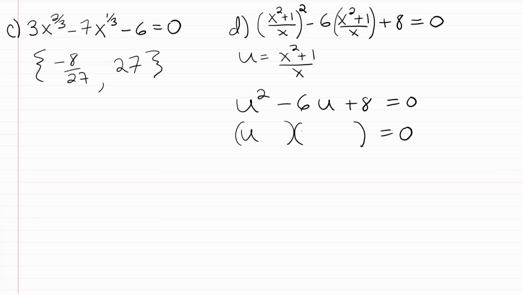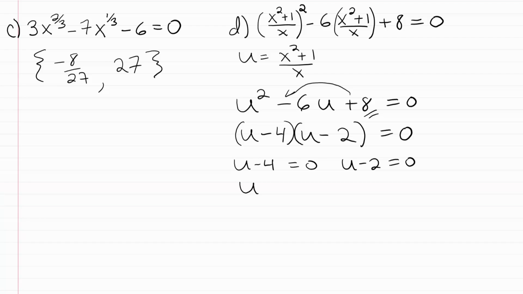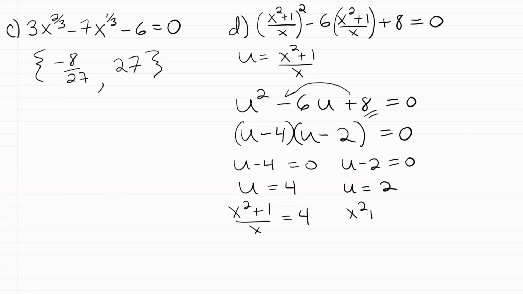So we'll have u, and then a plus sign would indicate two negative signs, and then 8 would be factored as 4 and 2. So from here we need to separate the two terms. So we'll have u minus 4 is equal to 0 and u minus 2 is equal to 0. So we're just applying the zero factor property again here, right? And then from there solve to get u is equal to 4 and u is equal to 2. Now remember, u is the same as x squared plus 1 over x, so that'll be equal to 4, and it'll also be equal to 2.